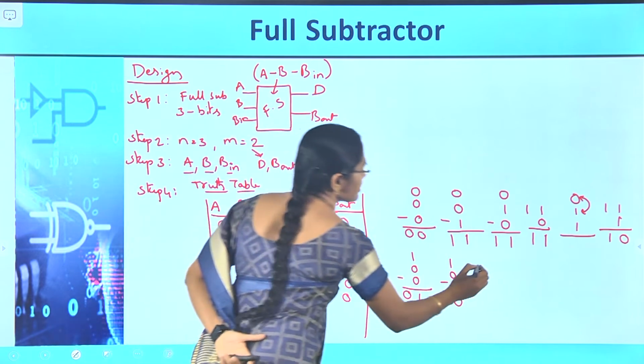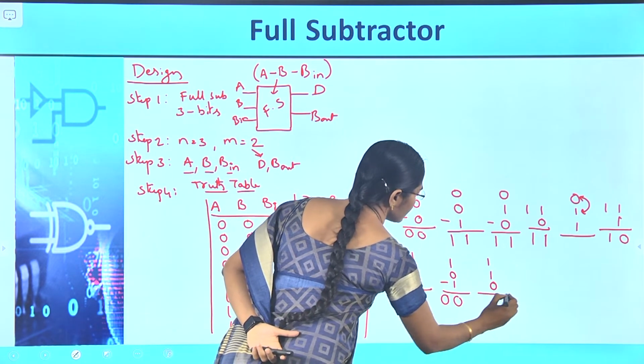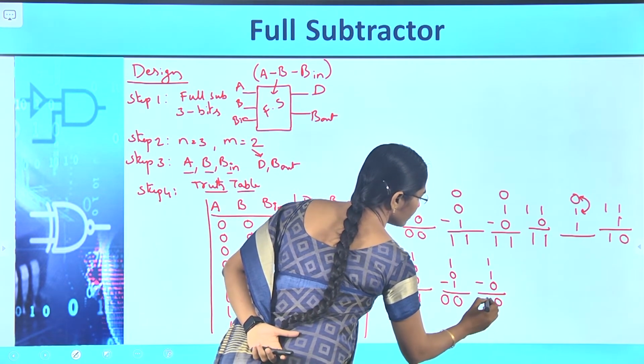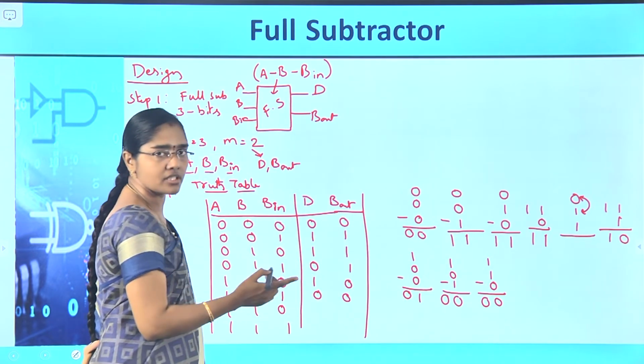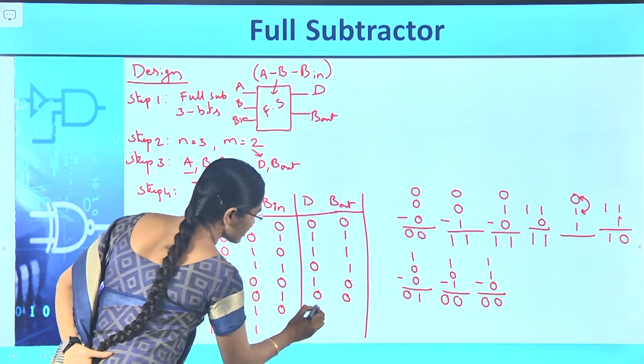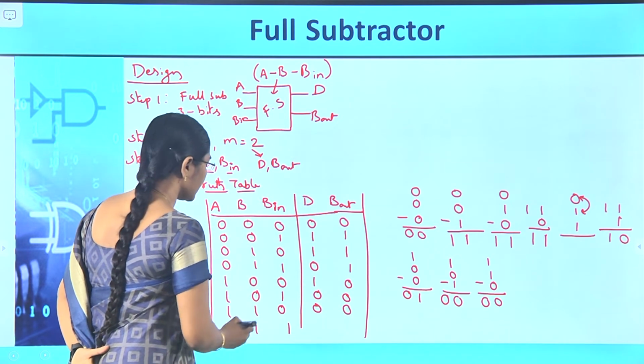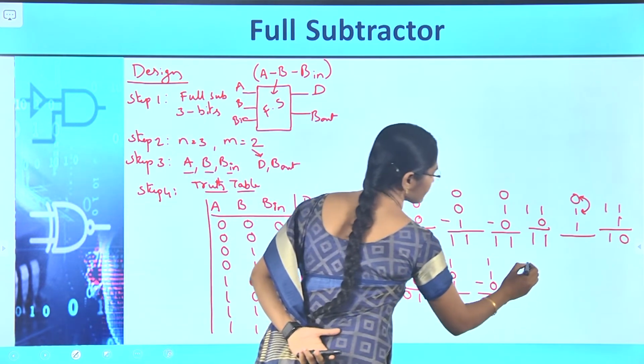And the next is 1, 1, 0. For this also difference 0 and borrow 0, because 1 minus 1 is 0, and 0 minus 0 is the same thing, 0, 0. And the next 111.